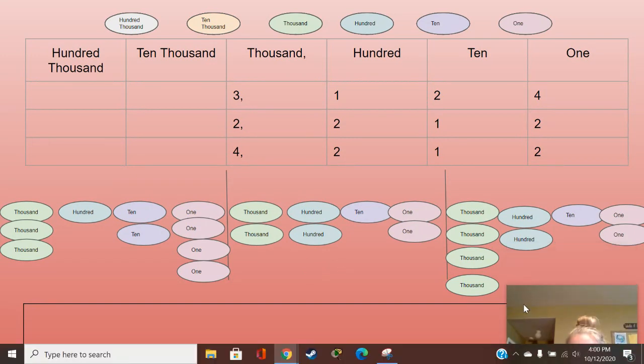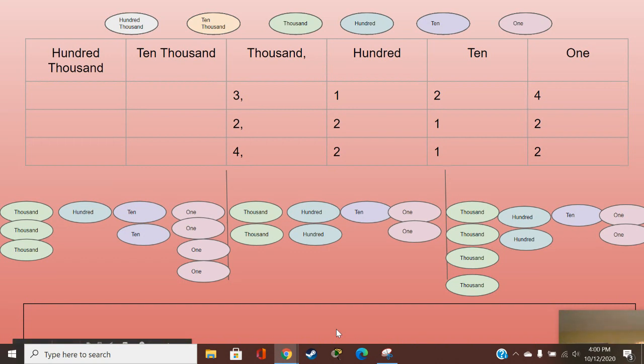So here is what it looks like. I'm going to scoot myself out of this shot for a little bit so we can look at it. So we have 3,124. We have 2,212. And we have 4,212. Not "and," don't say "and," that is for decimals, which is next year. So let me say that again. 4,212.